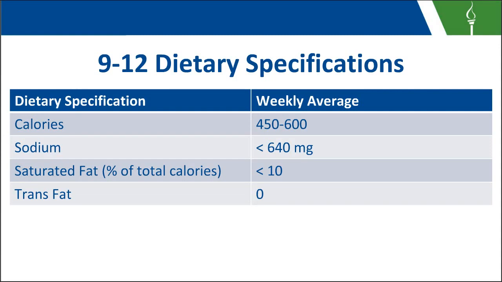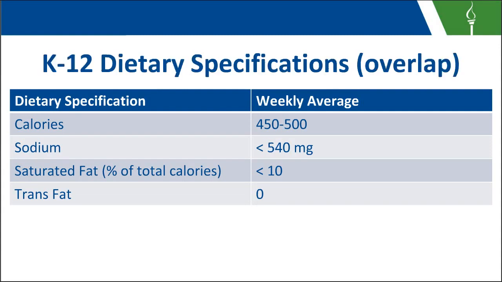Grades 9 through 12 need to be served 450 to 600 calories and less than 640 milligrams of sodium. And for the K through 12 overlap, we're just going to look at where those calorie ranges overlap, so between 450 to 500 calories. And then our sodium needs to stick with the K through 5 sodium limitation of 540 milligrams.